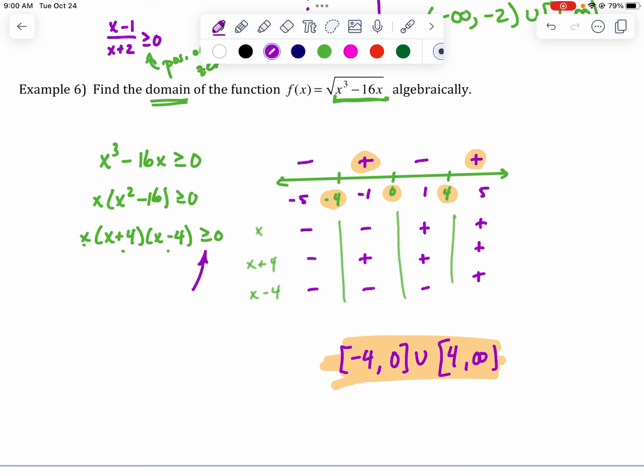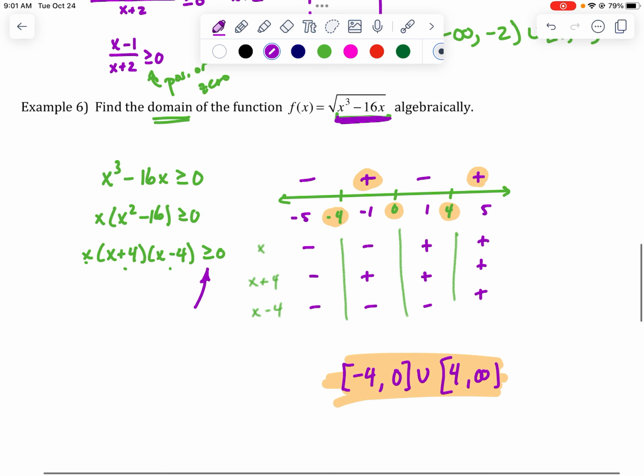So what this is saying, right, is that if I pick any numbers from -4 to 0, then this part will come out positive, and I can take the square root of a positive number. And then if I pick any numbers greater than 4, this again will come out positive, and therefore I will be able to take the square root of it.